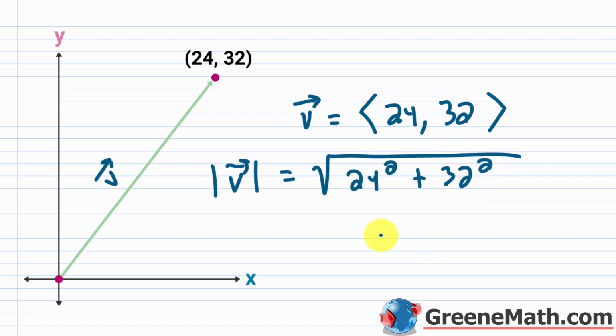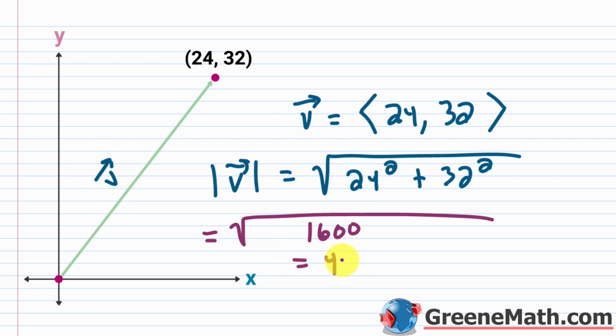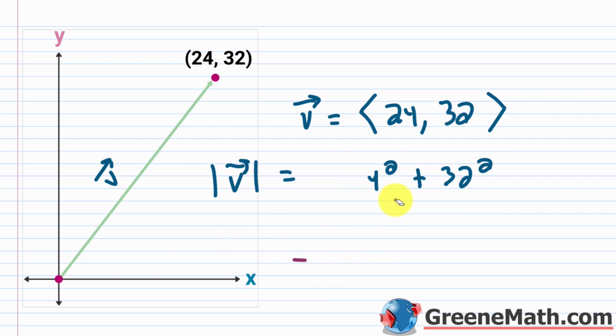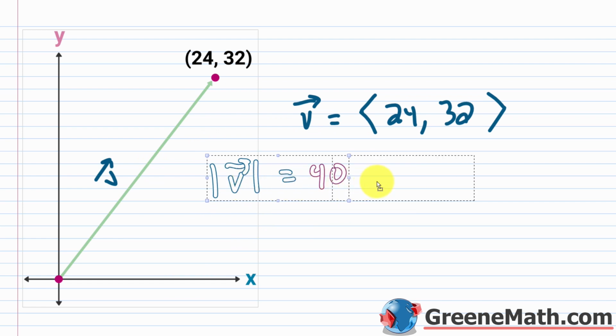So just key this into your calculator, or we could do it over the course of a few steps if you want to. So we can say this is equal to the square root of 24 squared. That's going to be 576. 32 squared is 1,024. If you add those together, you're going to get 1,600. And so the square root of 1,600 is going to be 40. So let me erase this and just put that the magnitude of my vector v is going to be 40.